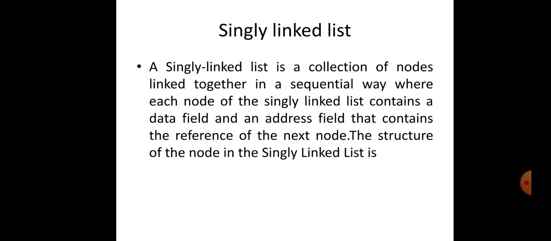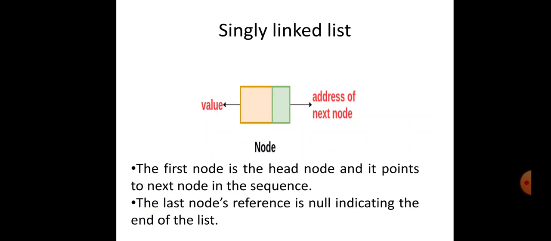Okay, the structure of the node in the singly linked list is: every node of the singly linked list is divided in two parts. First part is value or data part, and the next part is address or pointer part. The first node of any linked list is called head node, and it points to the next node in the sequence. The second important point in the linked list is the last node's reference is null, indicating the end of the linked list. This is all about the definition of linked list or singly linked list.